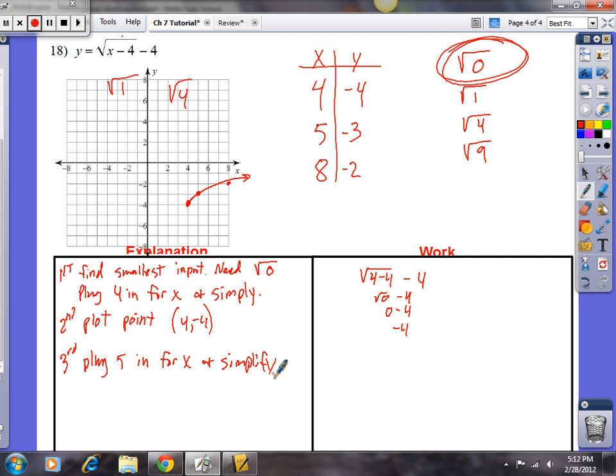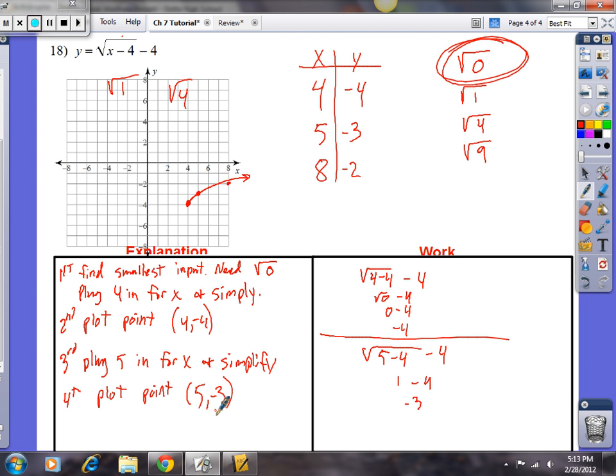Oh, I should have changed colors. Alright, so if I plug 5 in, show me the work. You're going to have square root of 5 minus 4, and that is 1. So you're going to have 1 minus 4, and you're going to get a negative 3. So fourth, you're going to plot the point 5 comma negative 3. And then you just repeat it. The fifth step is going to be plug in 8 and simplify, and so on and so forth.